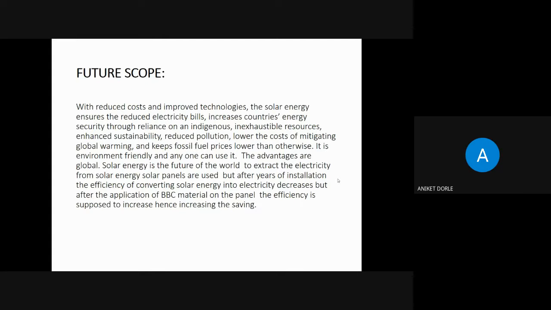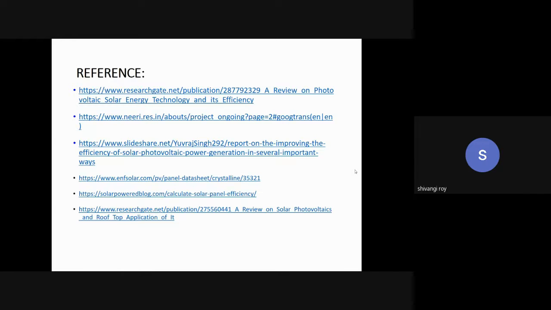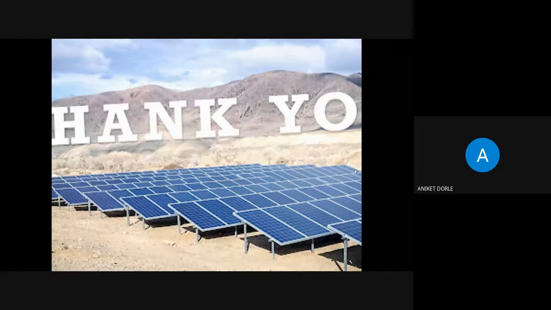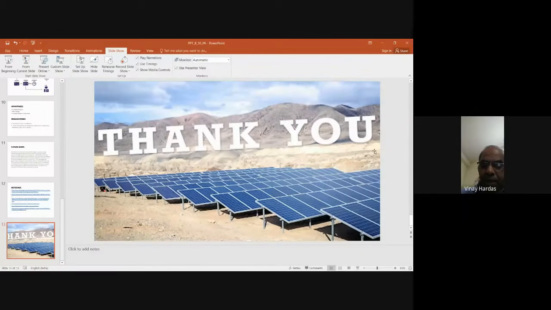The future scope of our project is that if we successfully increase the efficiency of the solar panel, then it can be used widely for future inventions. Then the cost of the electricity bill will be reduced, and there are also some environmental advantages. Thank you.